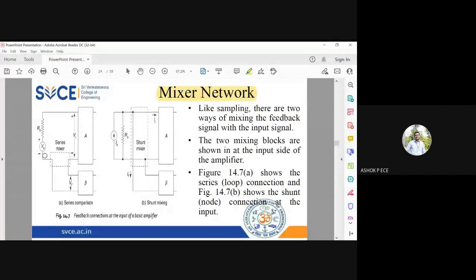Mixer network is always present at the input side. Mixer network is going to add the input signal along with your feedback signal. So here also we have two types of mixing. It is called as series mixing and shunt mixing.